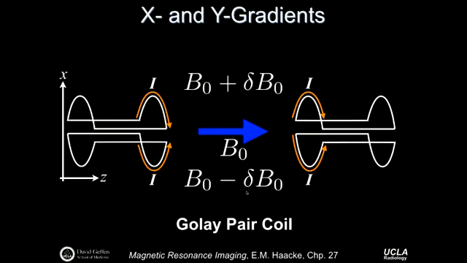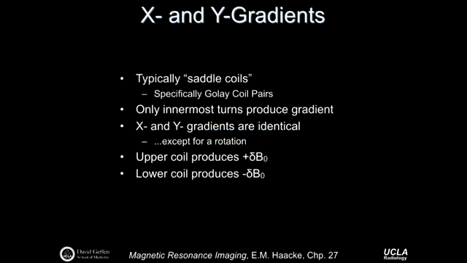The bottom line, it may not be obvious, but the magnetic field produced by running current through this rung and this rung superpose together with the field generated through this rung and this rung, to give us a linear variation in magnetic field along the x-axis. Obviously a little bit simplified, but it's the principal idea. These are typically what we call saddle coils, or specifically they're a Golay pair coil. And it's really only that innermost turn that produces the gradient magnetic field. X and Y gradients are identical except for this rotation, and we can generate this linear variation of the B0 field.